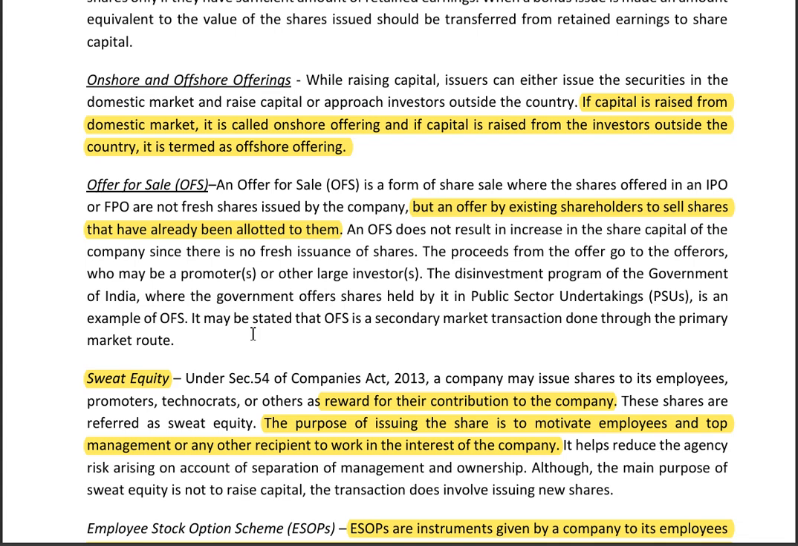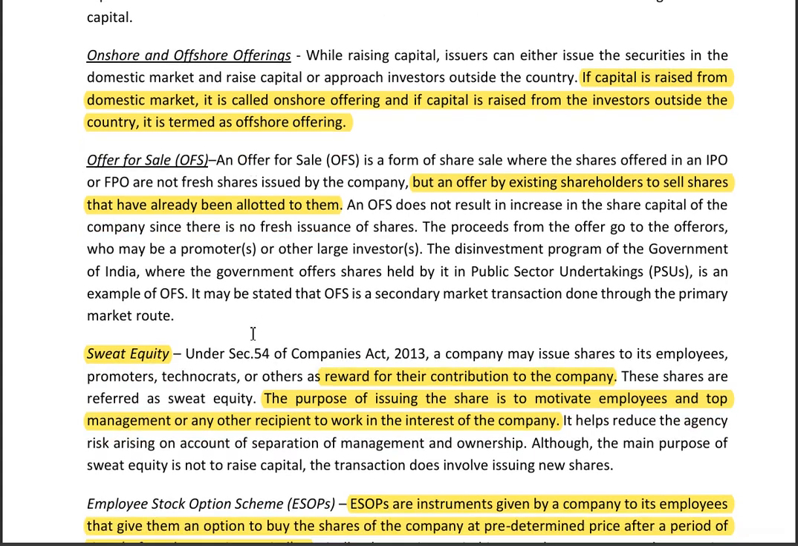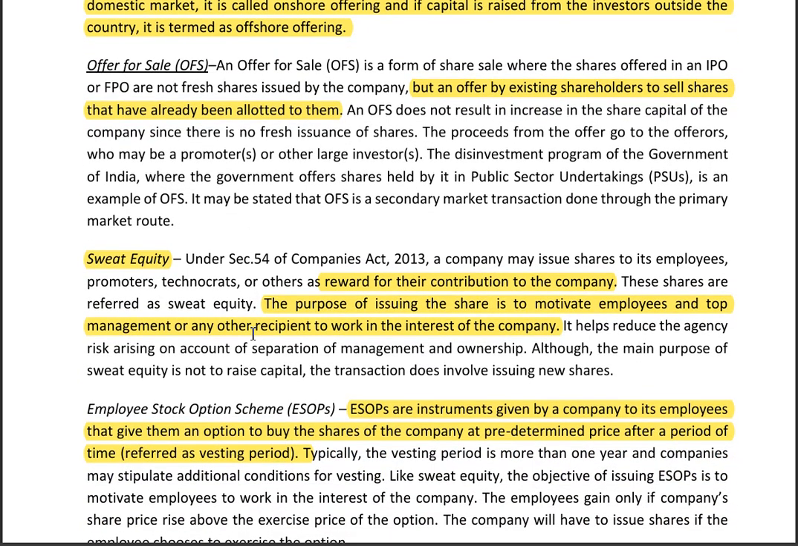After raising capital, the transaction doesn't raise new funds. It is just a reward to them for their contribution. They put in their sweat and blood for the company's growth.